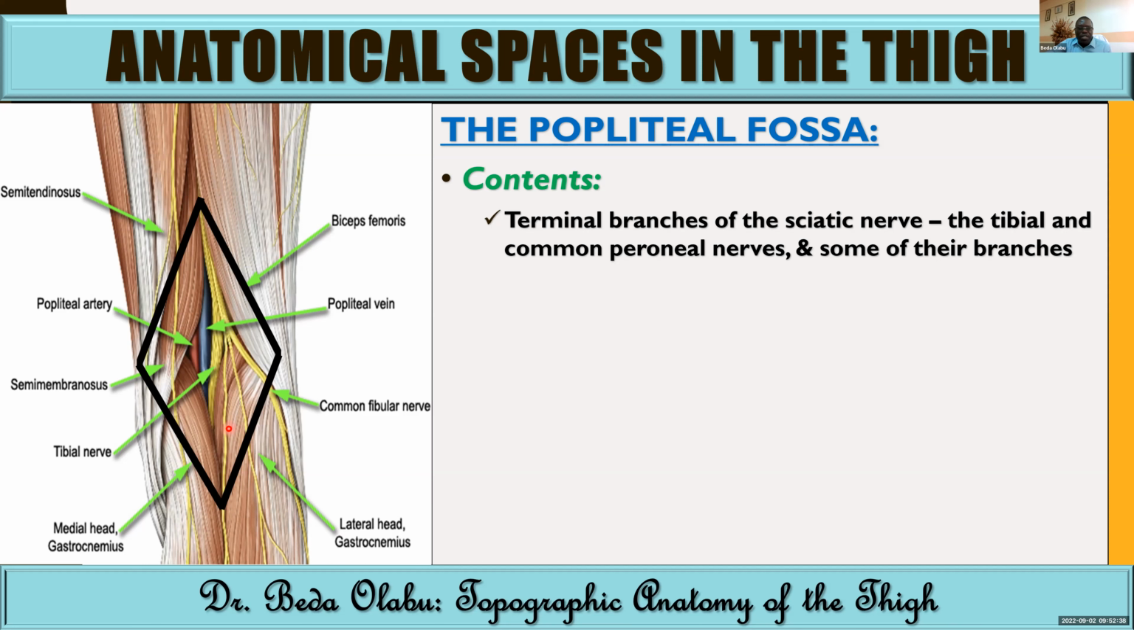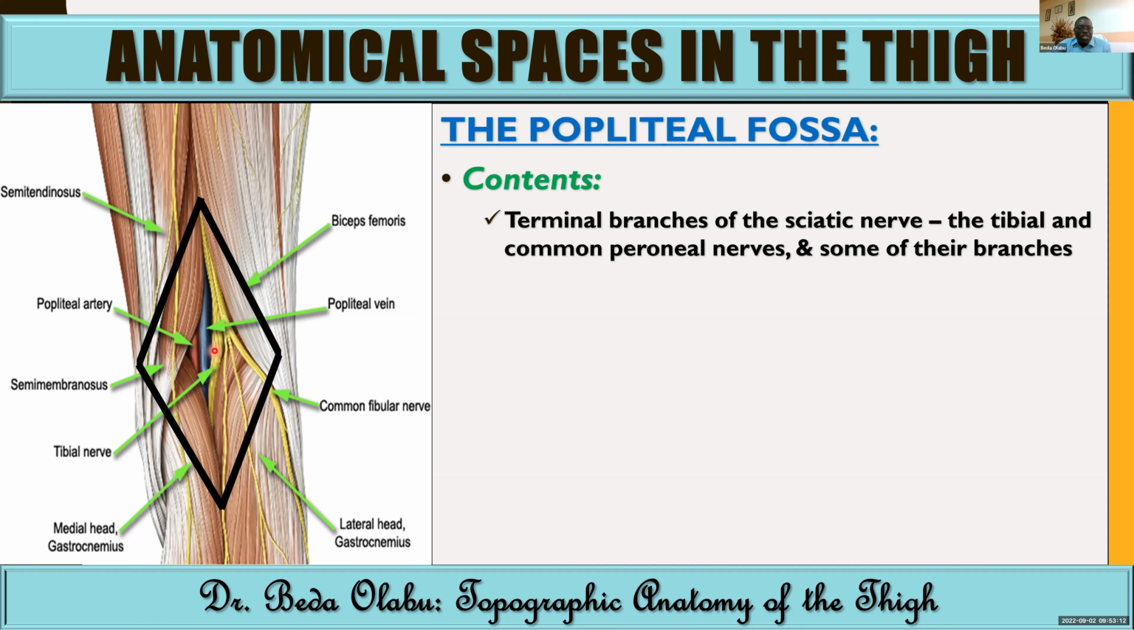Apart from the cutaneous branches, we also have articular branches. The articular branches go to the knee joint. We have what we call the superior lateral genicular nerve, and we have the inferior lateral genicular nerve. So superior lateral genicular nerve and inferior lateral genicular nerve are also articular branches of the common peroneal nerve given within the fossa. How about the branches of the tibial nerve given within the fossa?